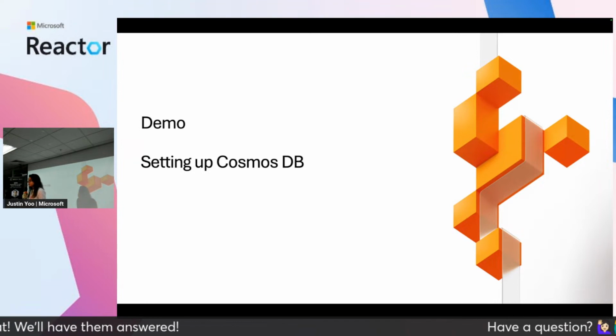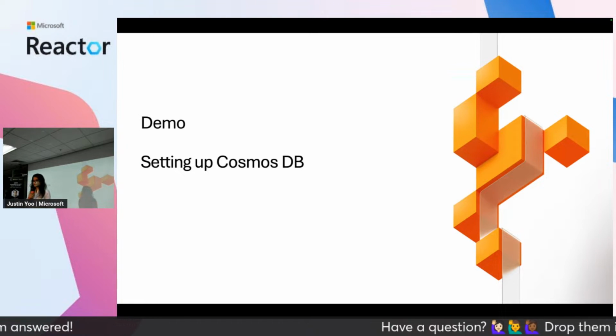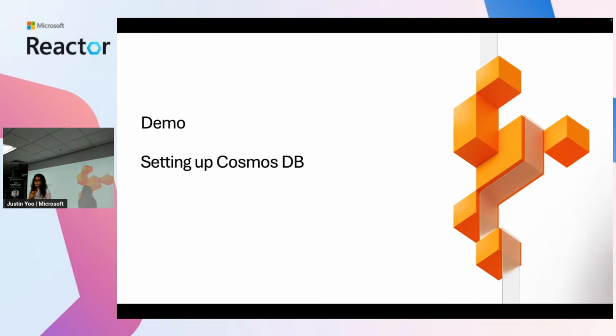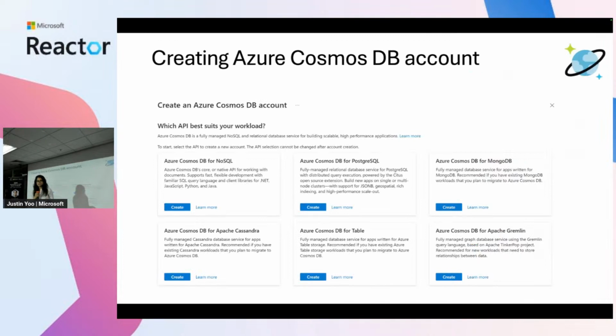I don't have the demo right now, so I'm just using the slides to showcase how it looks. So this is a screenshot of the Azure portal where you create the Cosmos DB account. As I mentioned, it is multi-API. So you can choose any of the APIs which makes more sense for you or which is more fit for your use case. For this, we are going to use the core NoSQL API.